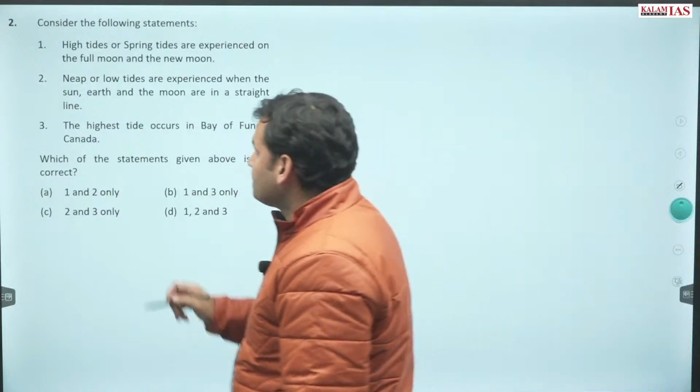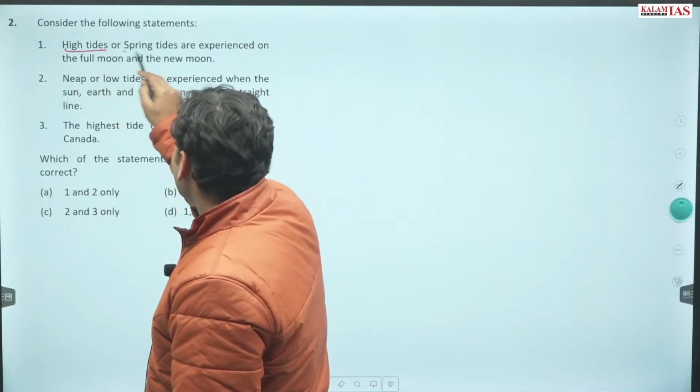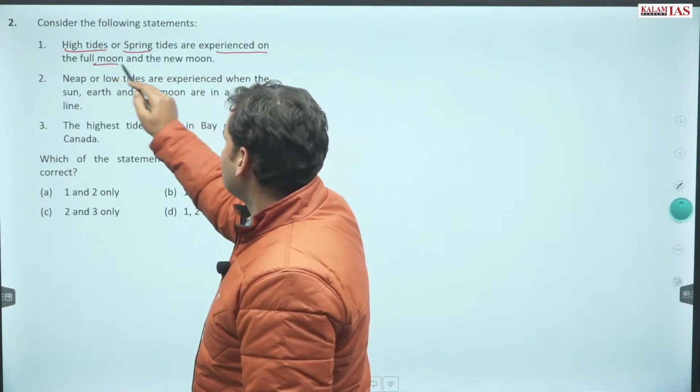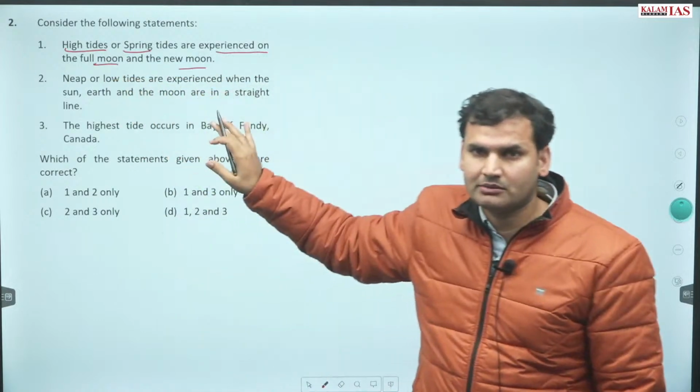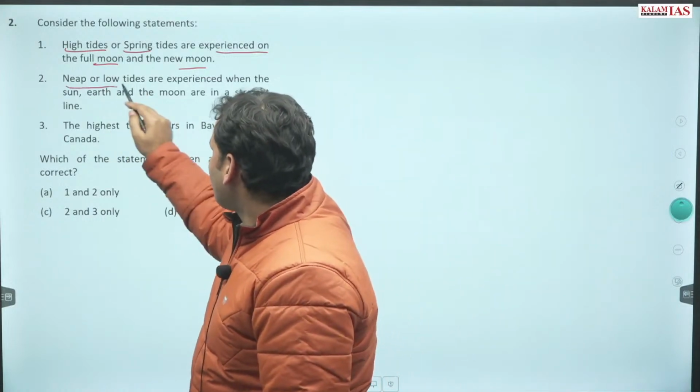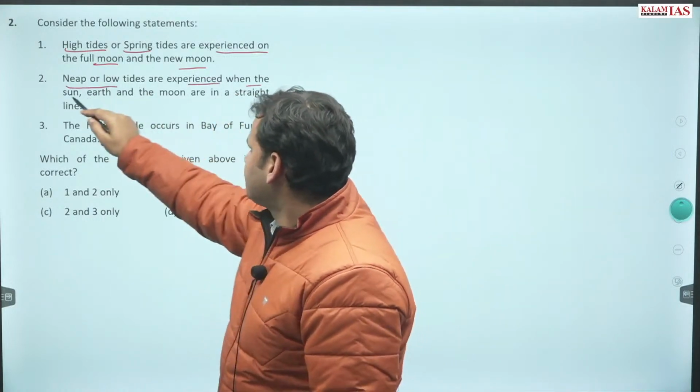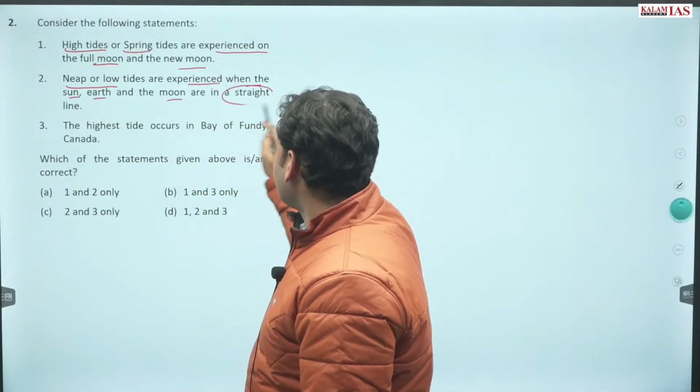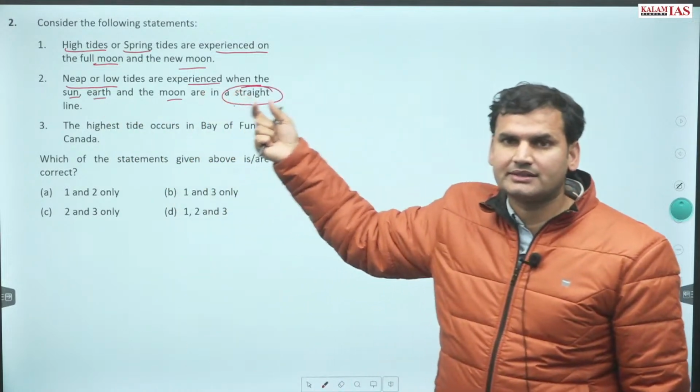Now moving to question number 2. High tides or spring tides are experienced on full moon and new moon. Now this question is about tides. Statement second, deep or low tides are experienced when sun, earth and moon are in a straight line. Now this statement is absolutely wrong.